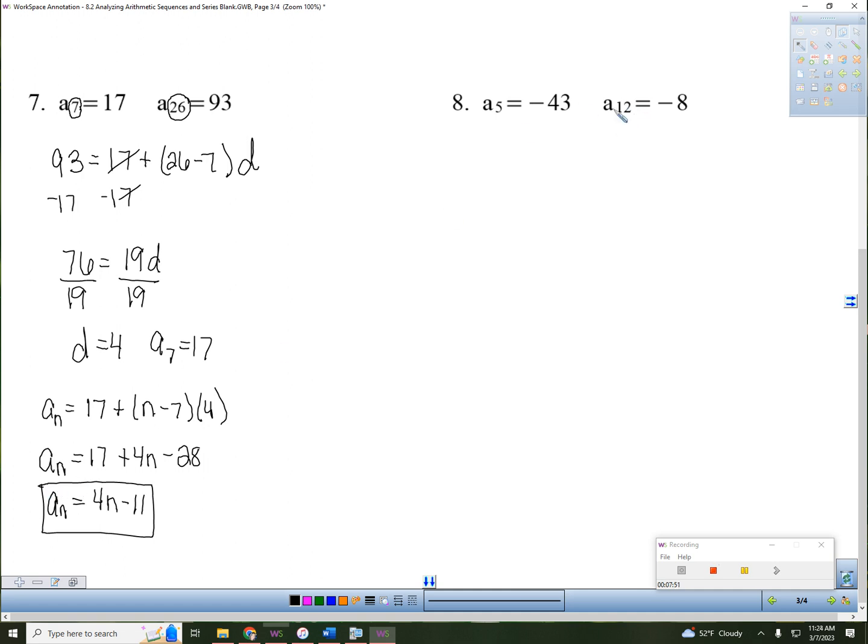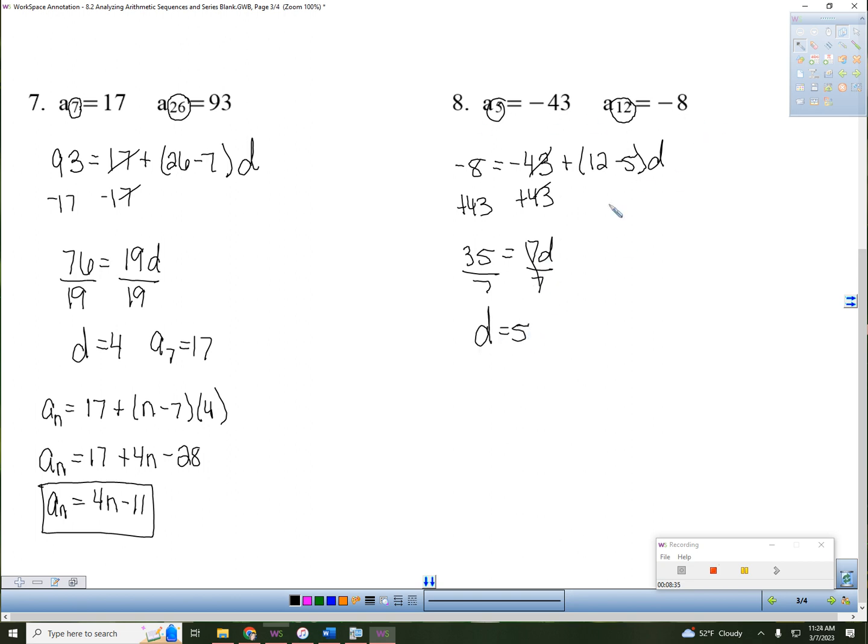Same thing over here. We have to figure out what d is because we always need d. So I'm going to use the bigger position on the outside. So negative 8. And then inside, where my first term normally is, negative 43. Plus, in the parentheses, this is the 12th term minus the 5th term times d. And now I solve for d. So I'm going to add 43. Negative 8 plus 43 is 35. And then the 12 minus the 5 gives me 7d. Divide by 7. So d is 5.